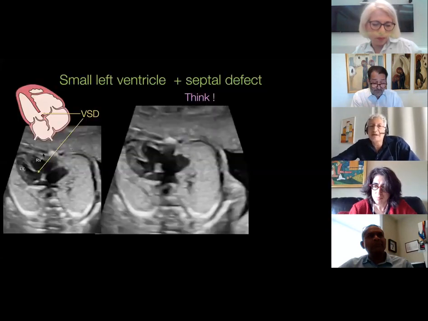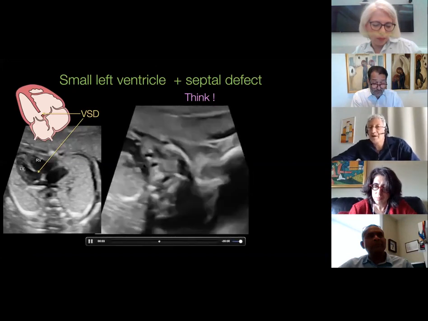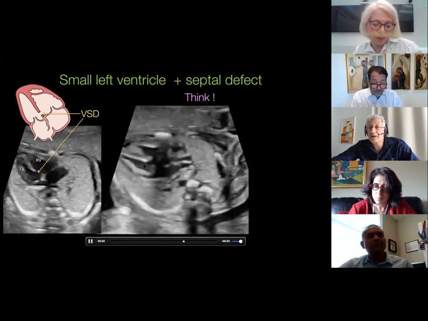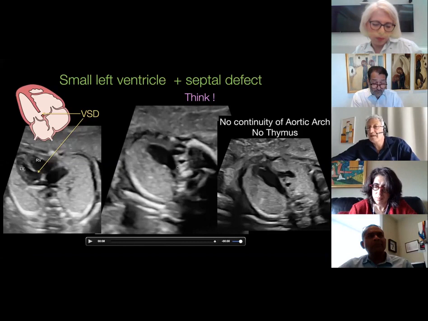So here is an example where you see a VSD in the four-chamber view and you see the narrow left ventricle. Moving to the three-vessel and trachea view, you expect to see a narrow aortic arc. You don't see it, and you don't see a thymus either, and this condition is an interrupted aortic arc, and the chromosomal examination showed a 22q11 deletion.